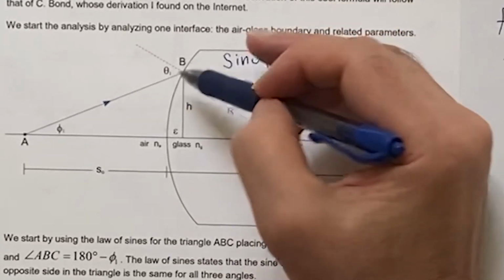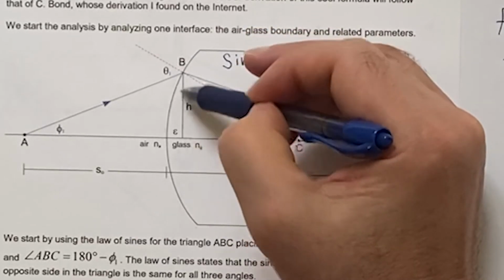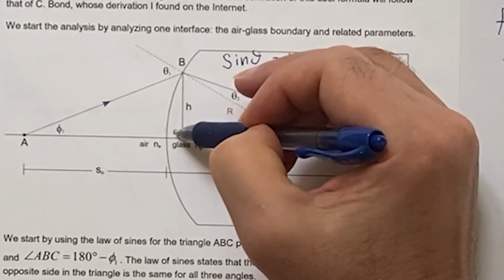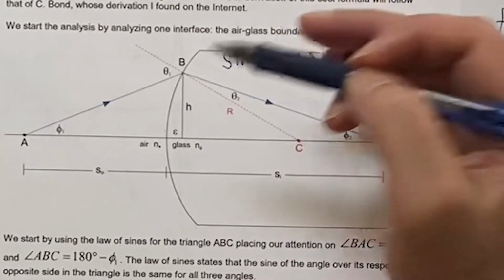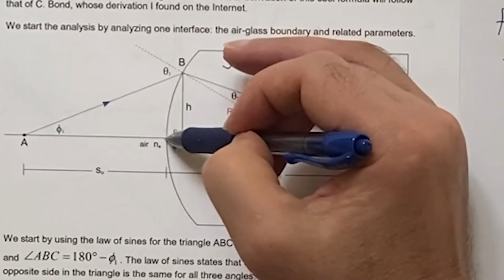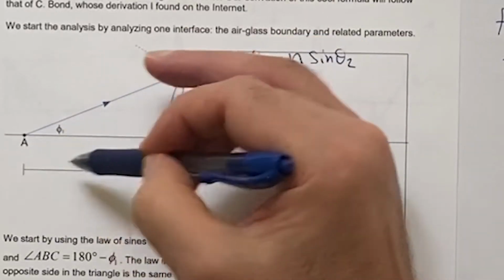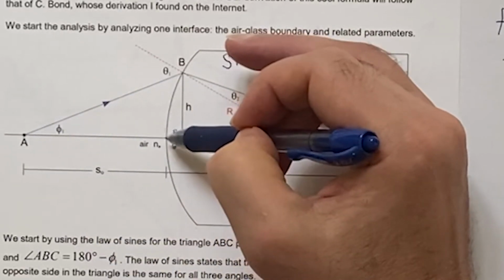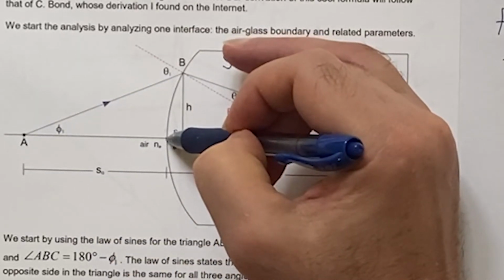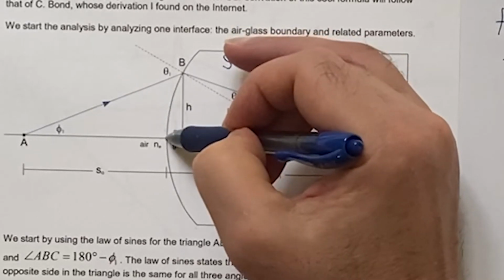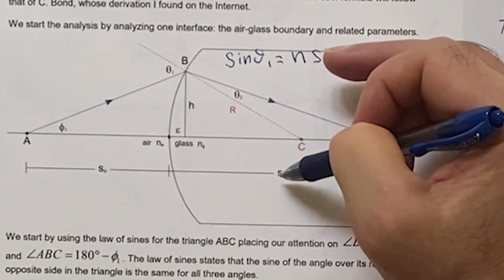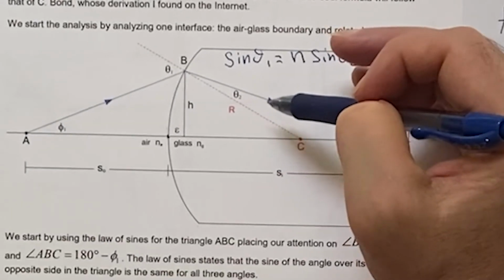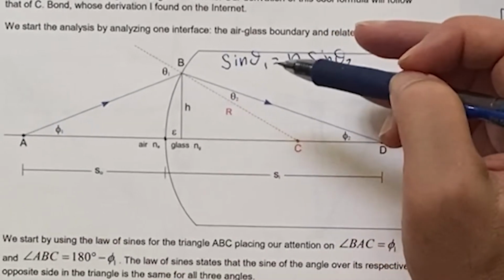All right, now let's look at some things here. Put the H in there and put a little epsilon there. And here the distance from the piece of glass to the A is the object distance, and then from the piece of glass, the interface here, to the right is the image distance. And so what we want to do first here, and this is a little tricky, is the law of sines.